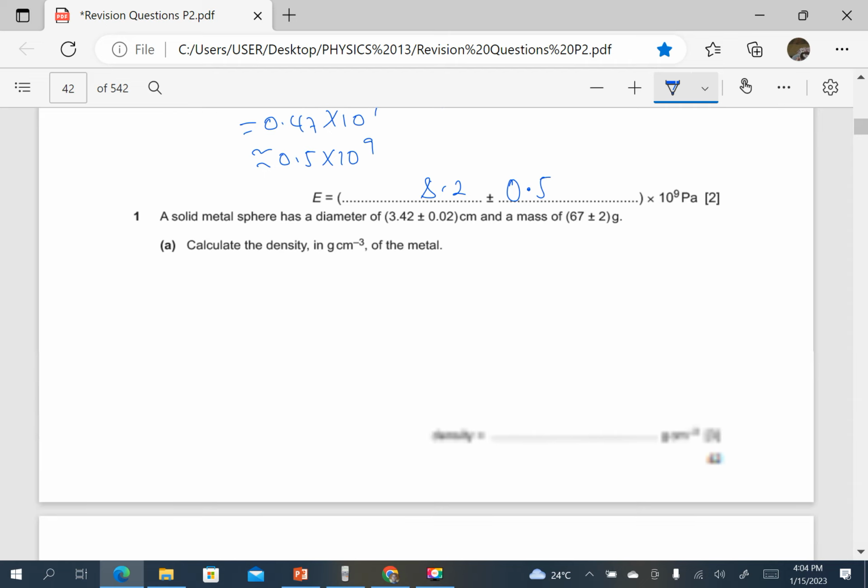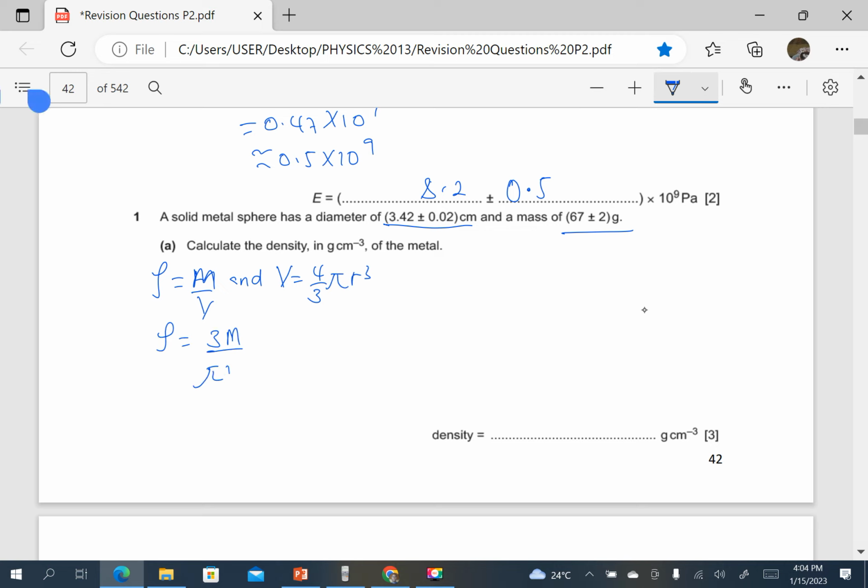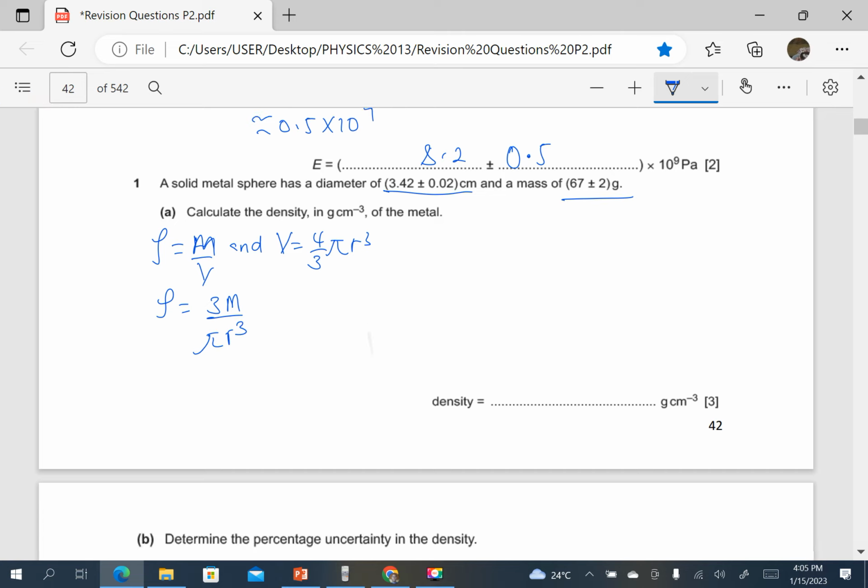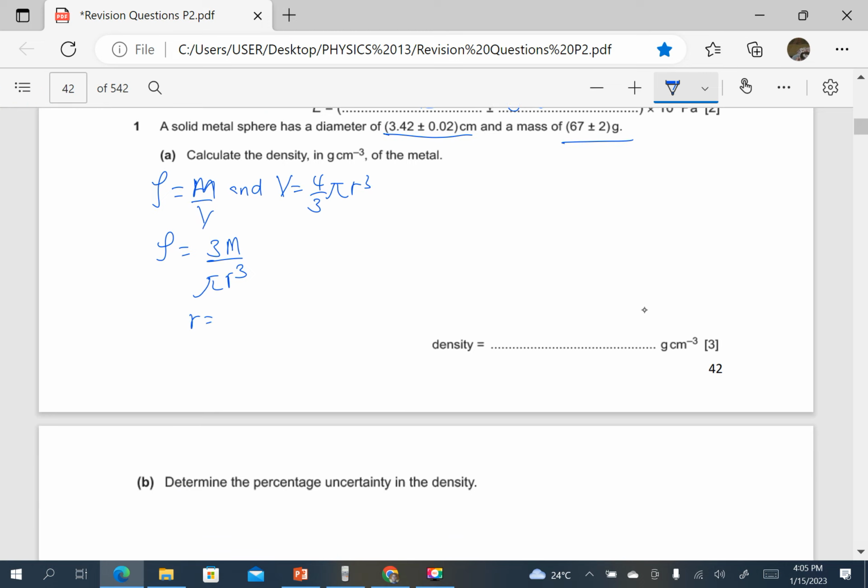Last but not least, a solid metal sphere has a diameter of 3.42 plus or minus 0.02 centimeters and a mass of 67 plus or minus 2 grams. Calculate the density. So we know density is mass over volume, and it is a metal sphere. So the volume of a sphere is 4 over 3 pi r cubed. So density is equal to, substituting for the volume, 3m divided by 4 pi r cubed. But remember, r is diameter over 2.